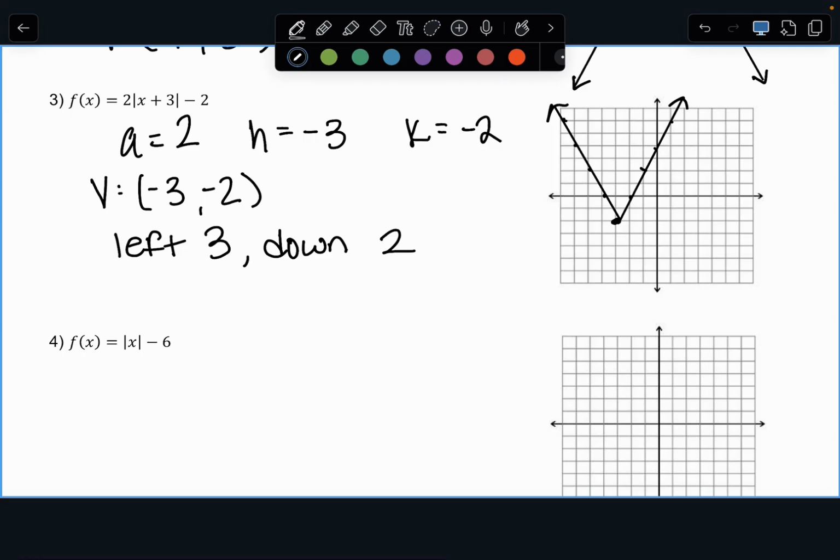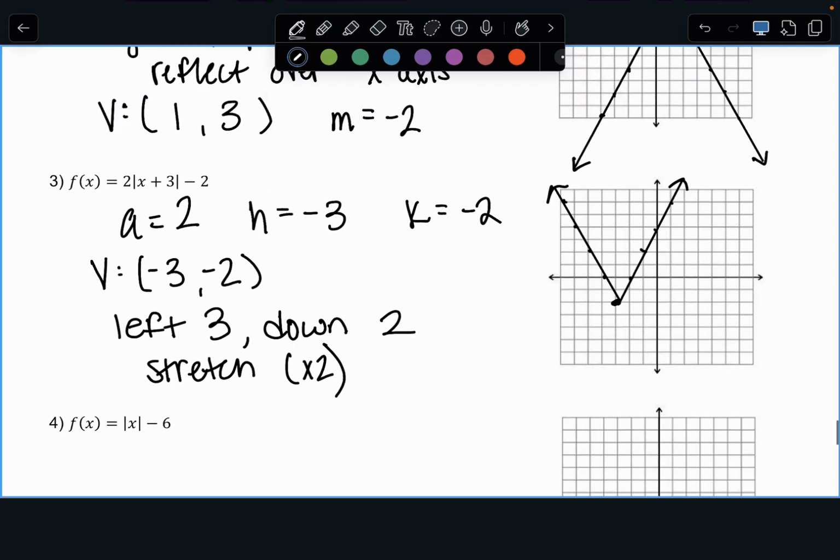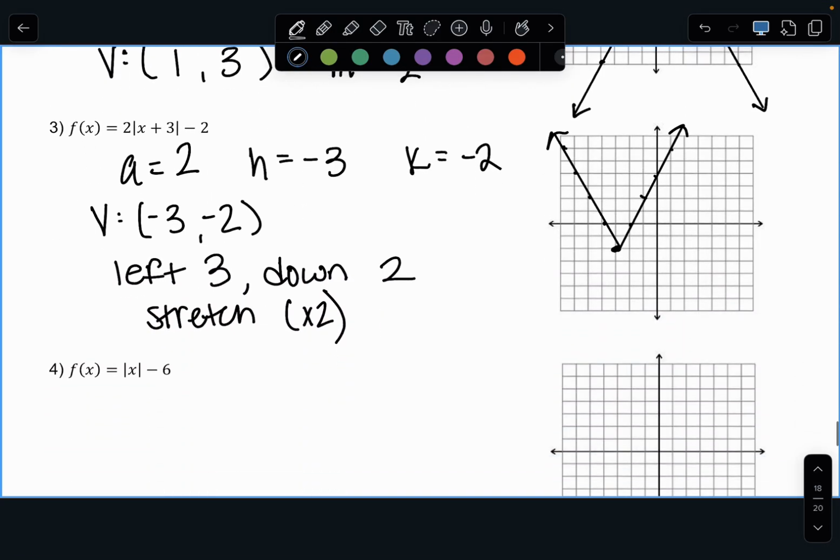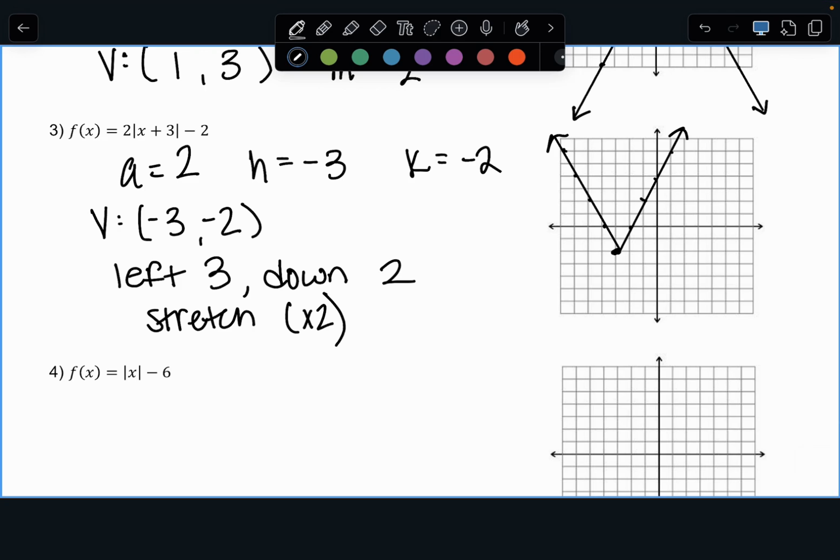Is this one a stretch or a shrink? Stretch. What factor? Of 2. And did I reflect it at all? No. So this, Braden, is what it would look like if this was positive. What does the x2 mean? Times 2. My factor is 2. I hate saying times 2, but my factor is 2. I'm just not writing the word factor.